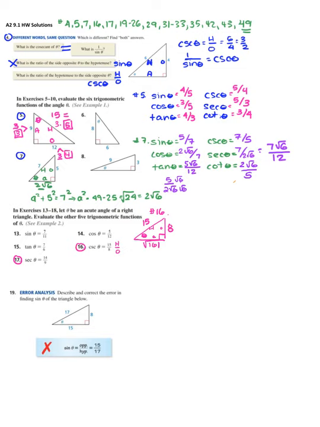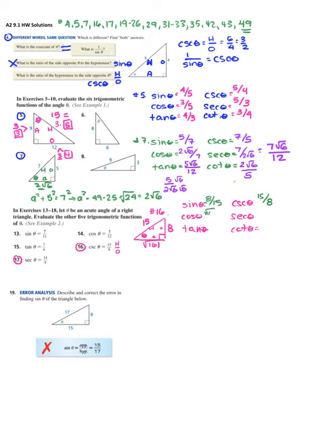So we're finding all the others. Well, we're just going to still write it out. Sine, cosine, tan, cosecant, secant, cotan. All right, so we know that sine, opposite over hypotenuse, is 8 over 15, and then the reciprocal.